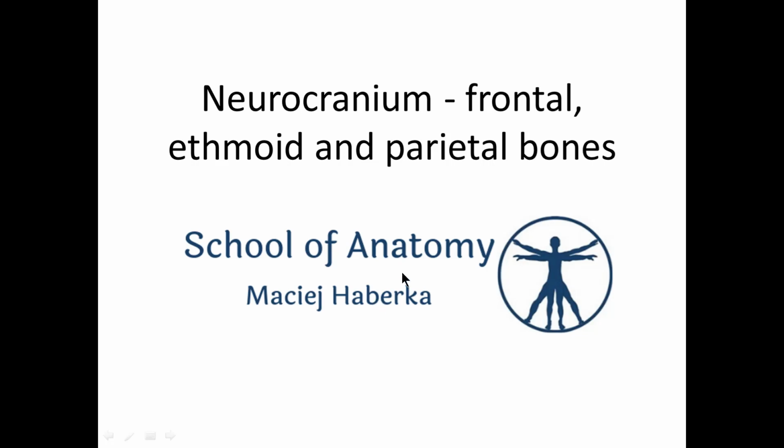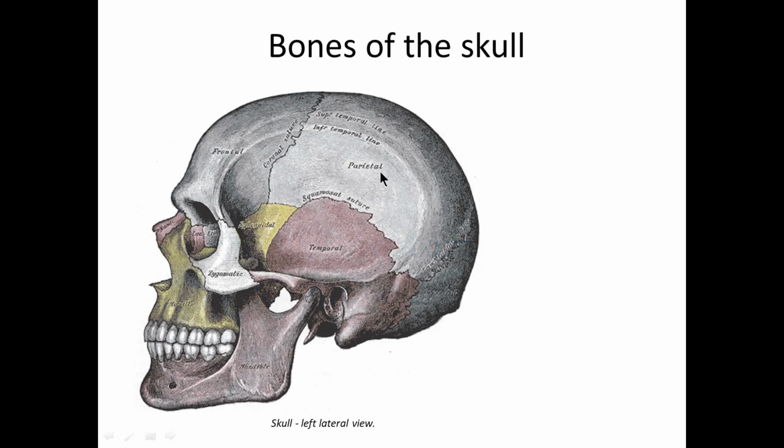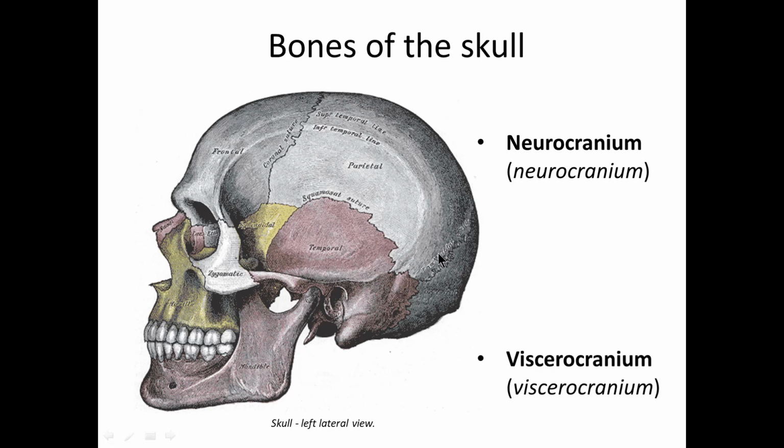Hi, welcome to the lecture on Neurocranium, specifically the frontal, ethmoid and parietal bones. Since this is the first lecture on cranial bones, we need to explain how to divide all this, so we don't get lost. Let's start with the simplest division into the neurocranium, that is the bones that surround the central nervous system, and viscerocranium, smaller bones located in the front.